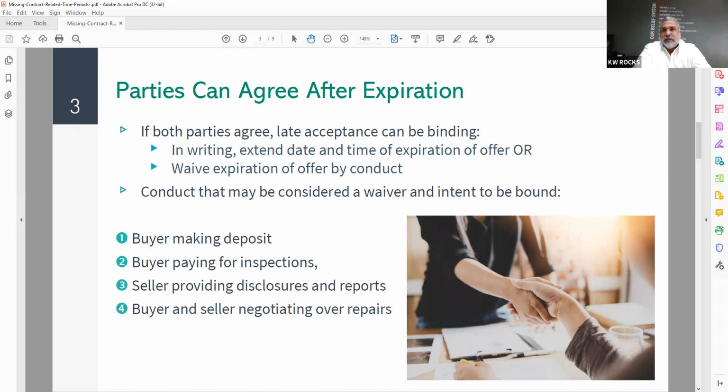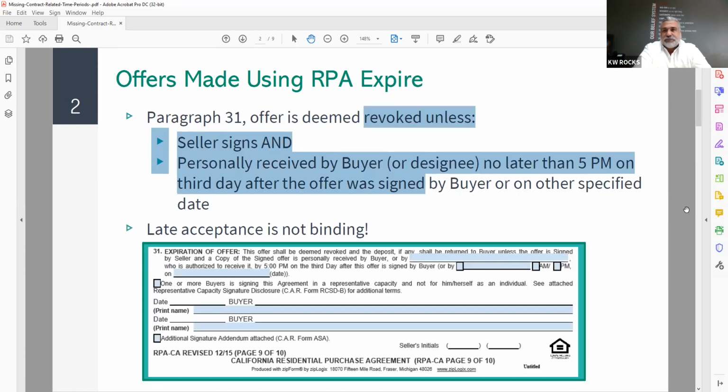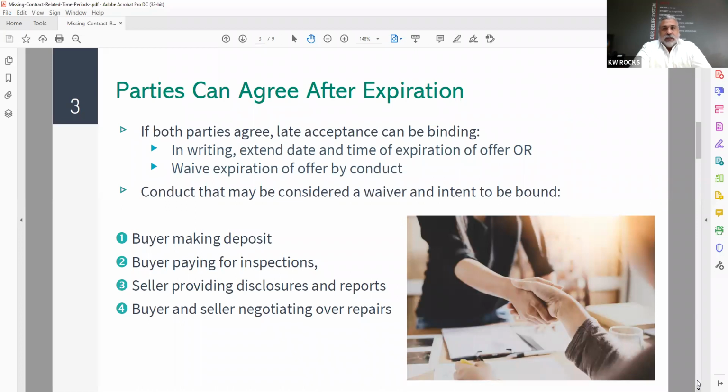My apologies here, 1 second. Okay, so, okay. So parties can agree after an expiration. If both parties agree, late acceptance can be binding in writing, extend date and time of expiration.